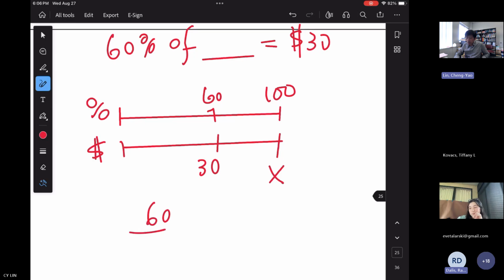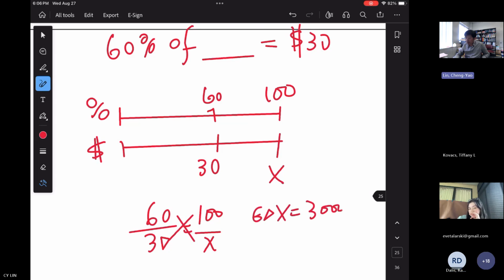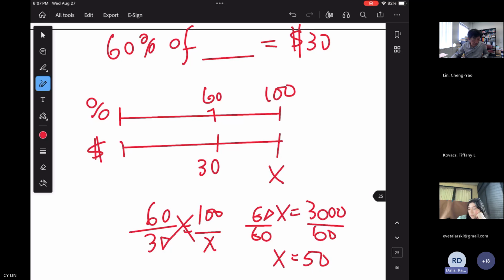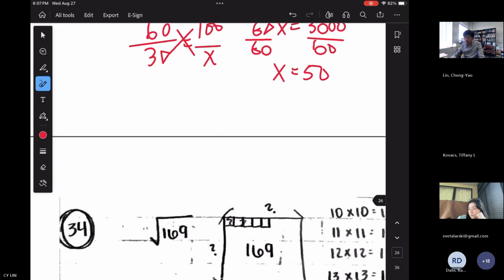So we have 60 over 30 equal to 100 over X. Can we cross multiply? We have 60X, which equals 3,000. Then divide by 60, and X is equal to 50. Does that make sense to you for this problem? Yes or no? Yes. Okay. Next problem.